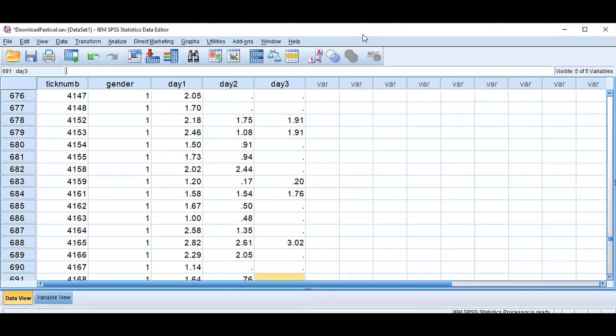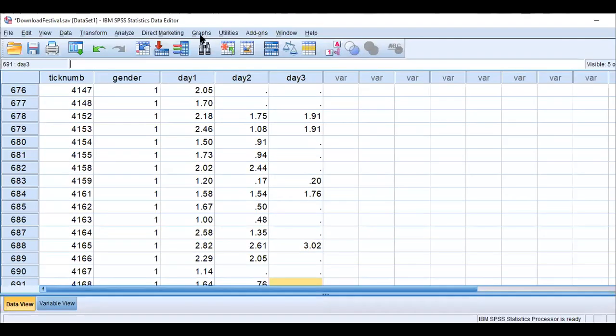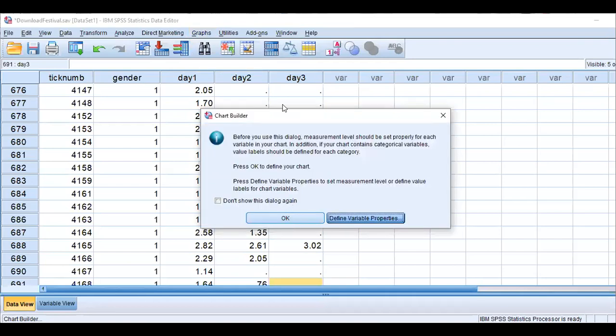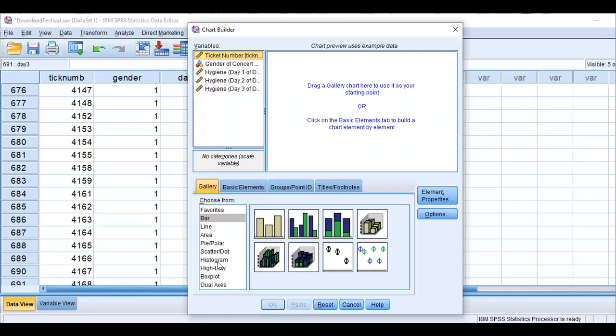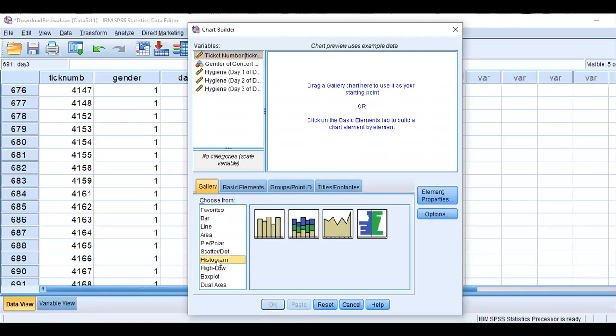How will we make the graph? First of all, we will go to Graph, then Chart Builder. After Chart Builder, okay, and then Histogram. Here we will find histogram. That is, we have selected histogram. There are many types of histogram, but we need only the simple histogram. So histogram basically tells about the skewness and kurtosis of the data.